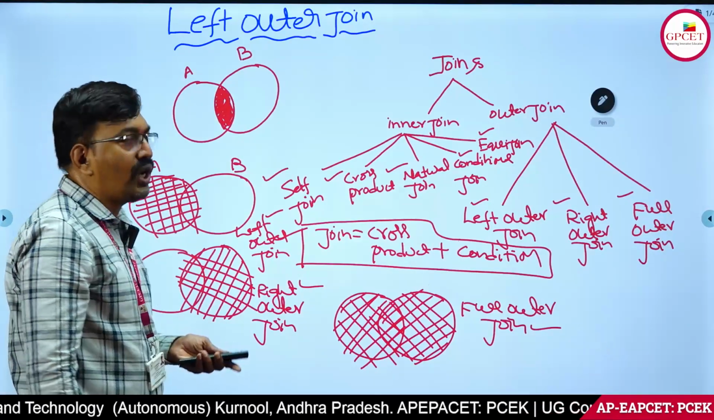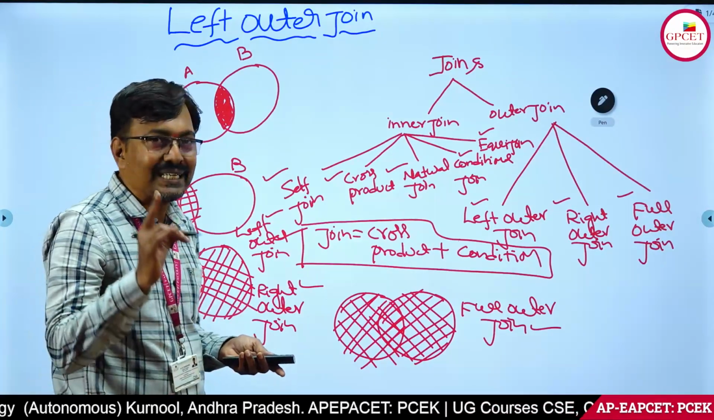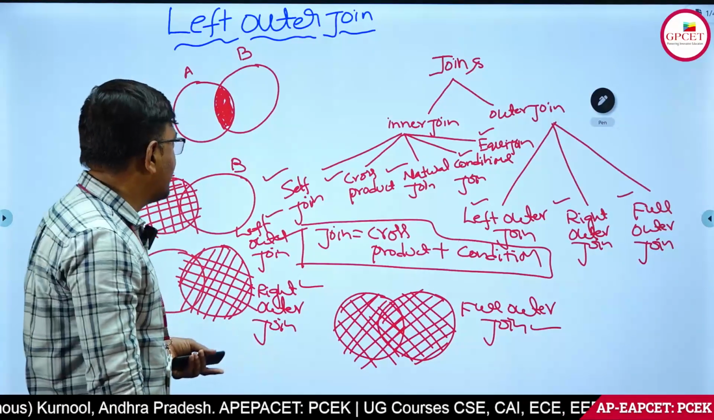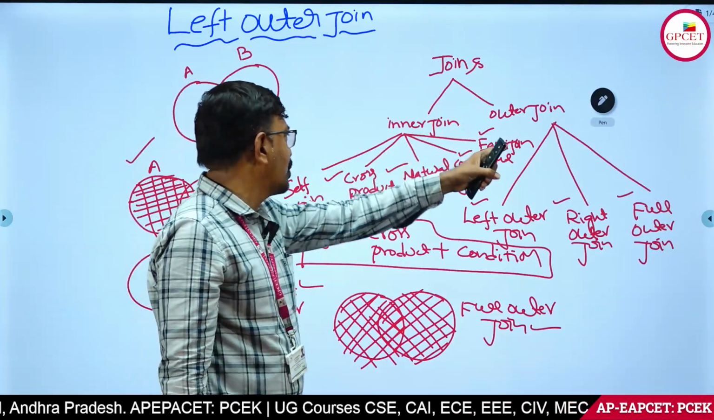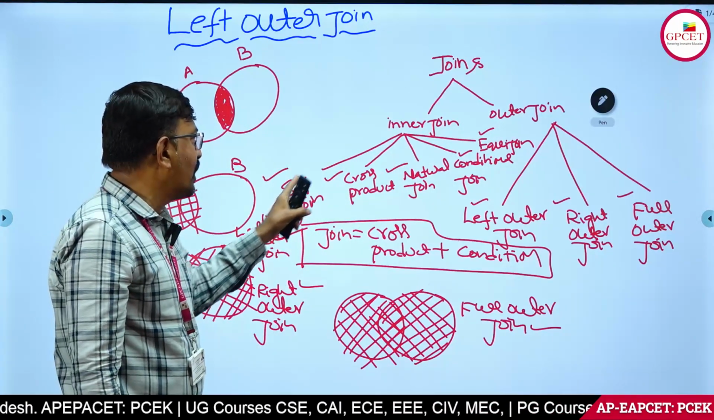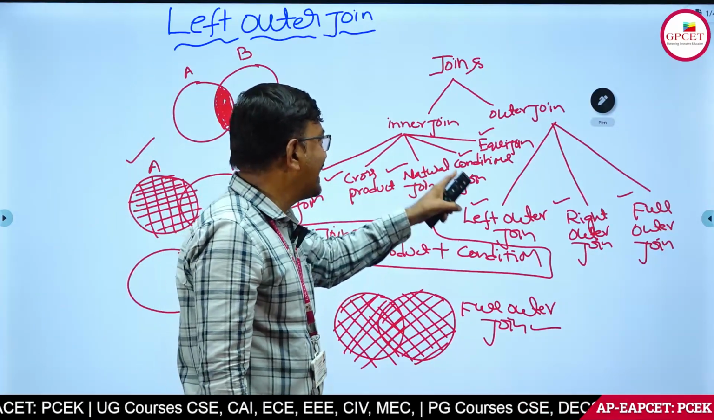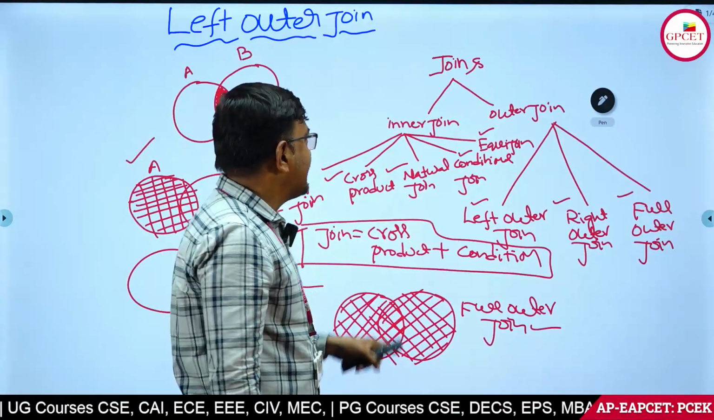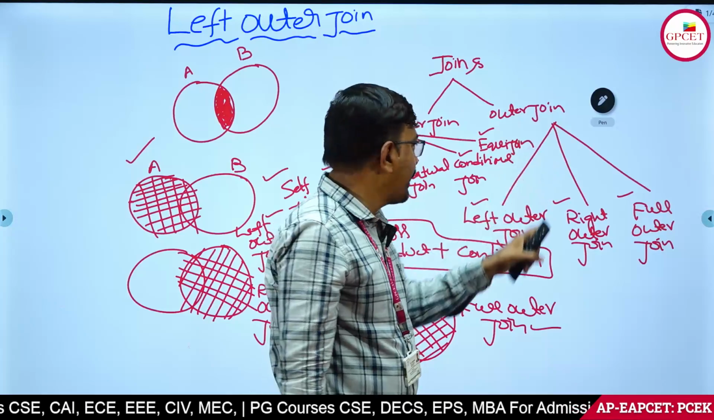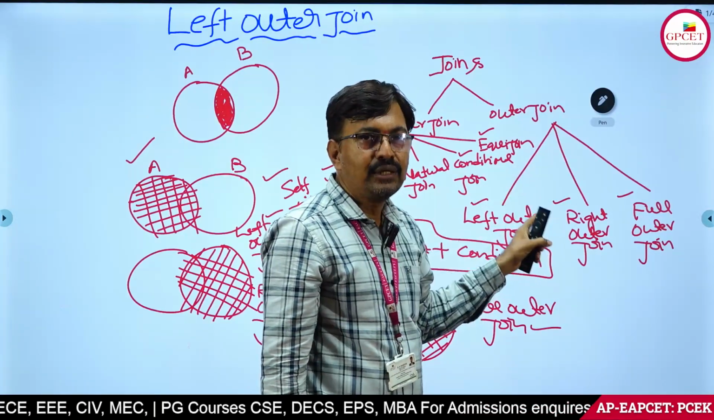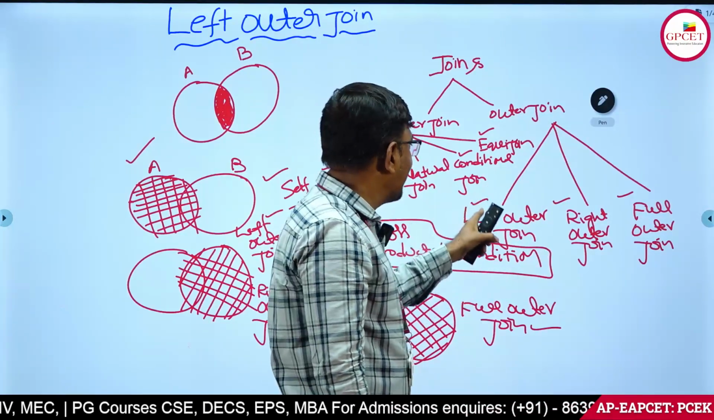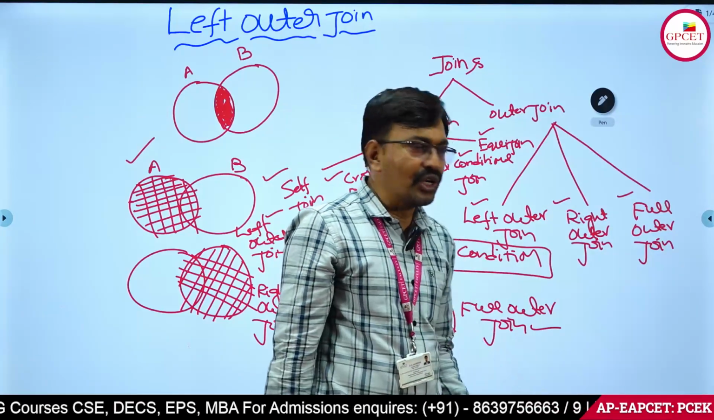And what is a left outer join? Left outer join is an extension of joins. And what are the different types of joins? Inner join and outer join. Inner join includes self join, cross product, natural join, conditional join, and equi join, and outer join is an extension of join. What is the purpose of outer join? To find the missing information.